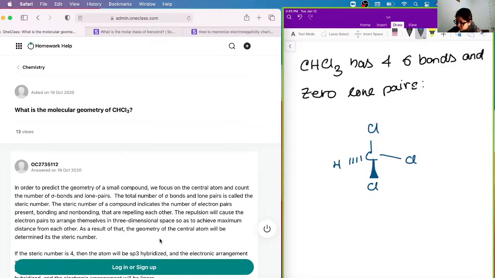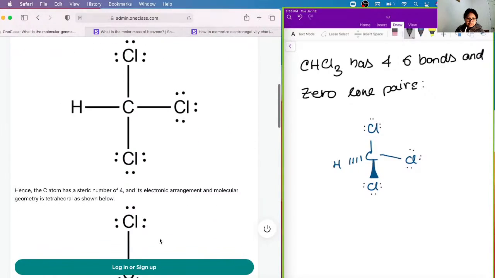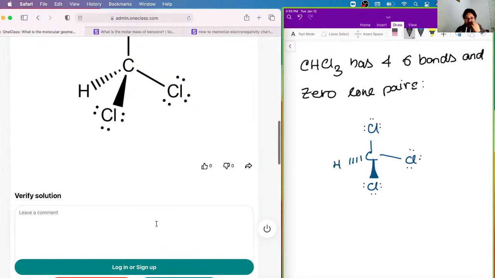Since it has no double bonds, right? And the steric number is 4. So you just write the lone pairs on the chlorine. And what we mean by no lone pairs on the carbon, right? And so this is basically the geometry of this compound here. Okay. So you can see the solution here is correct.